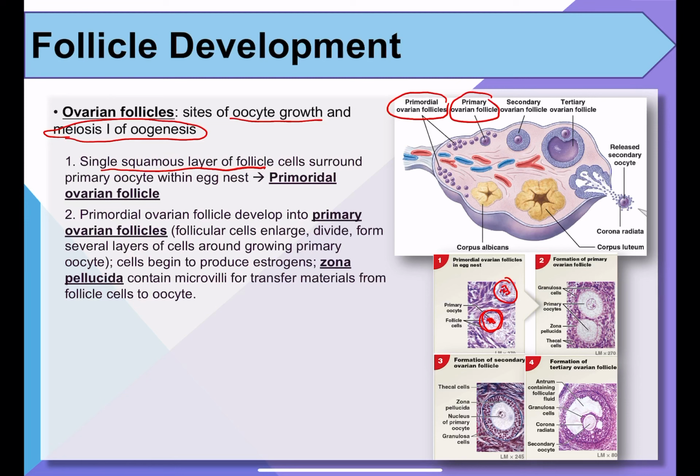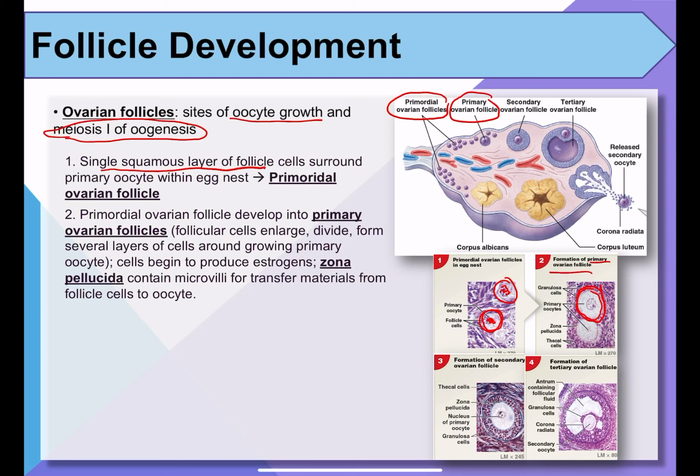This is where the follicle cells, now these follicular cells, are for the enhancement and nurturing of the egg. It helps the oocyte to mature. That's why you have these follicle cells growing along with the egg. So a primordial ovarian follicle will become a primary ovarian follicle when those follicular cells enlarge, divide, and you start to see multiple layers. You see one layer around the oocyte and another layer around. So that's a primary ovarian follicle right there.